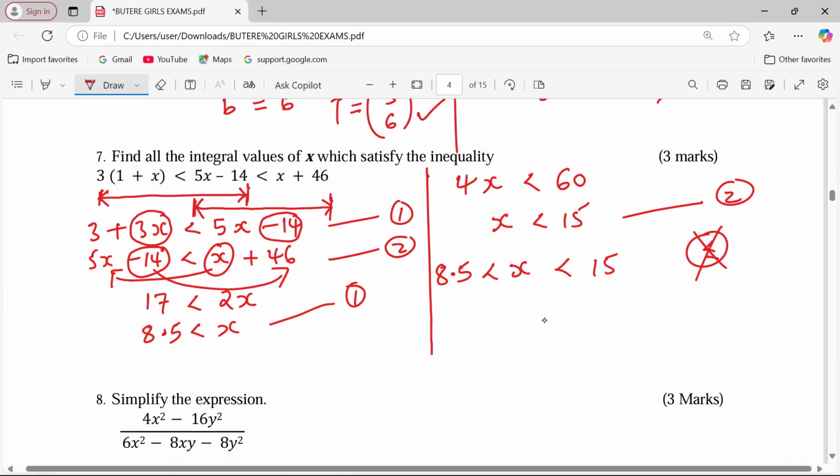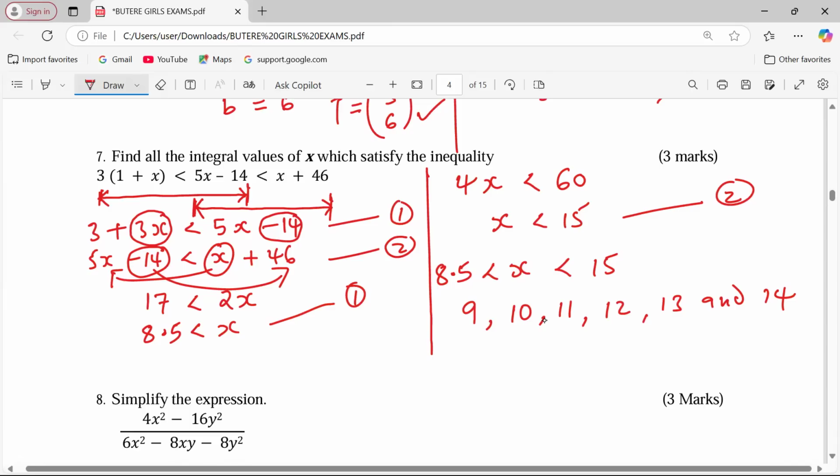So you're supposed to know that in this case now, when you are stating, even if we had this, 8.5 cannot be treated as an integral value. It is not an integral value. So between 8.5 now and 15, we will have 9 there. We will talk about 10, 11, 12, 13, and 14, because 15 is not included.